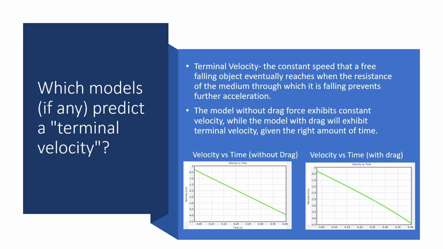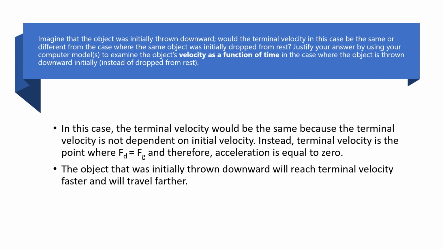We then want to examine the velocity versus time predicted by our models with and without drag. Which models, if any, predict terminal velocity? Terminal velocity is the constant speed that a free-falling object eventually reaches when the resistance of the medium through which it is falling prevents further acceleration. The model without drag force exhibits constant acceleration, while the model with drag force will exhibit terminal velocity given the right amount of time.